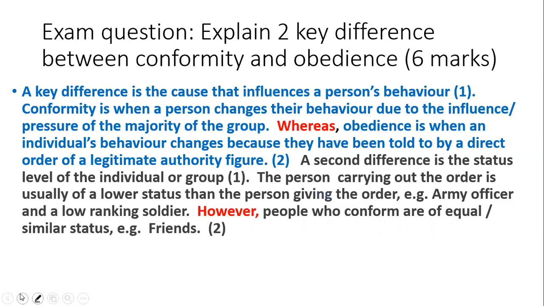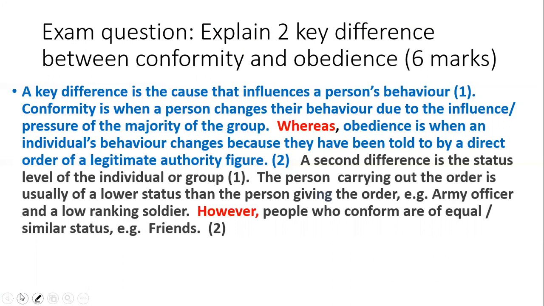We've identified what a difference is. Now we've got to explain that. Conformity is when a person changes their behavior due to the influence or pressure of the majority of the group. So that's the cause. Again, we're not just stating it. We want to say whereas, compared to, we need to show the difference. Whereas obedience is when an individual changes because they have been told by a direct order of a legitimate authority figure. The cause, legitimate authority figure, the pressure of the group. Okay, so it's got to be the same. We can't bring in two different things there. Okay, so there's our 3 marks there.